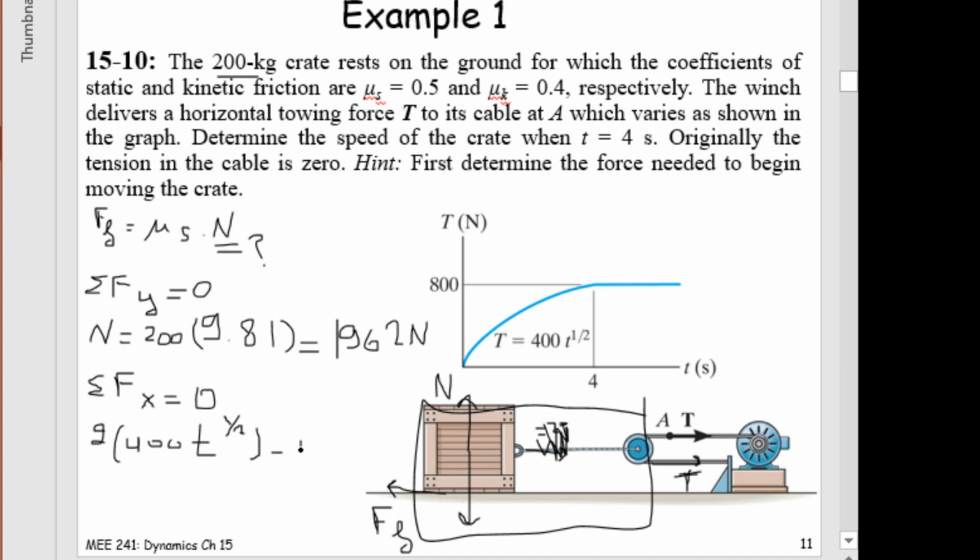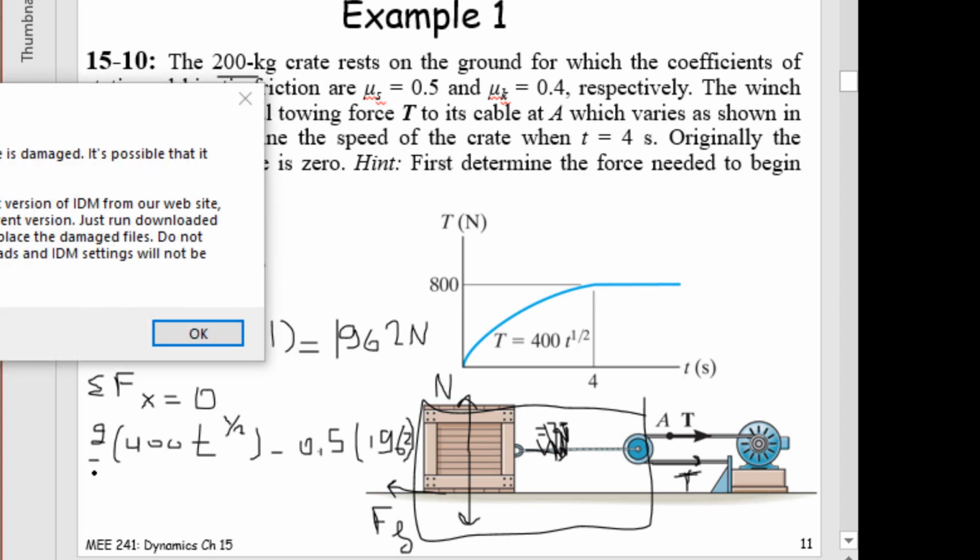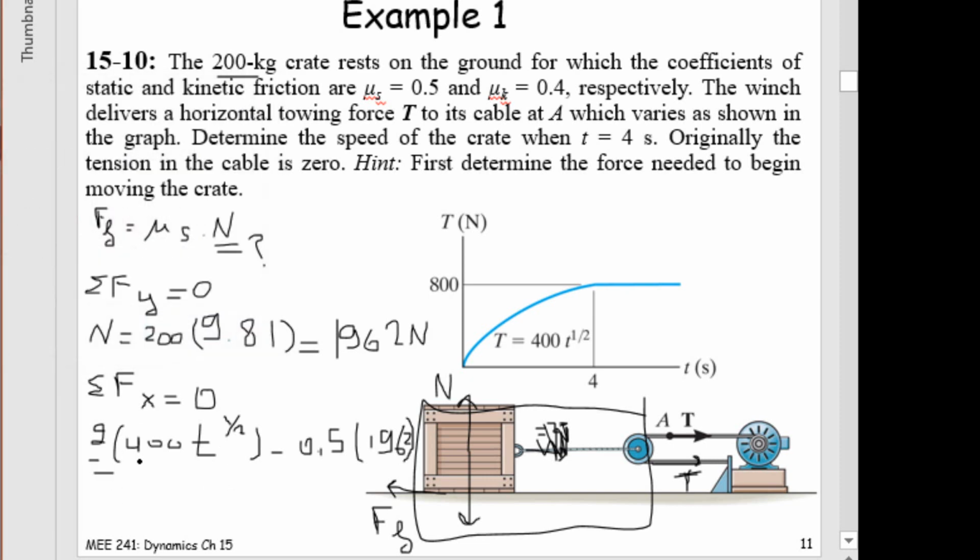minus the frictional force in static, which is 0.5 times N, and N here is 1962. In fact, N is always 1962. It's the opposite of the weight, and this will be equal to 0. And then, sorry, this will give me the time t as 1.5 seconds. So now I know the time t as 1.5 seconds.